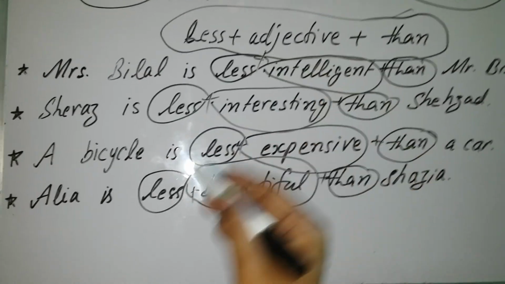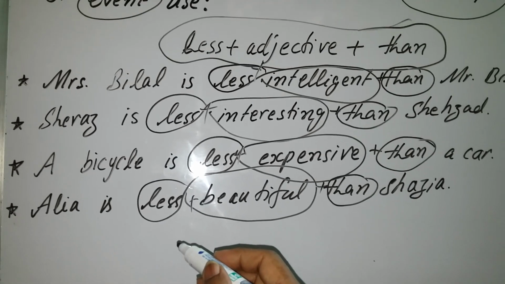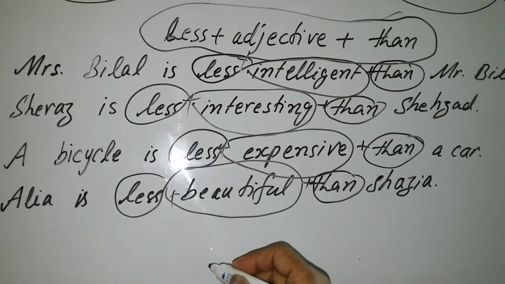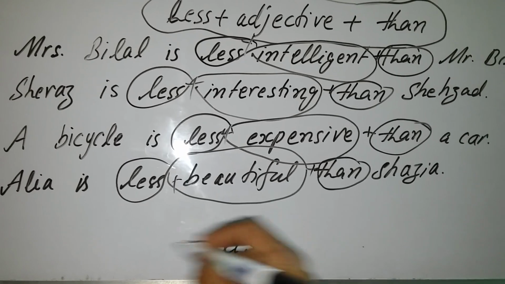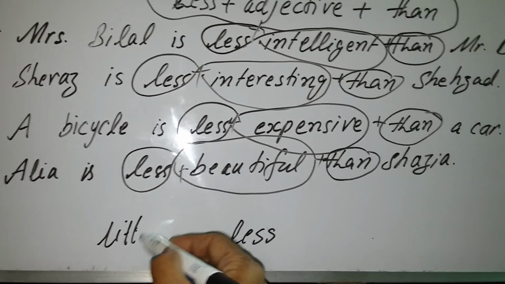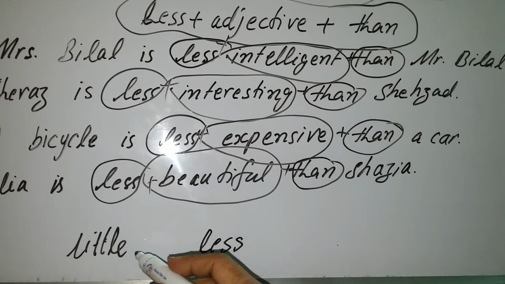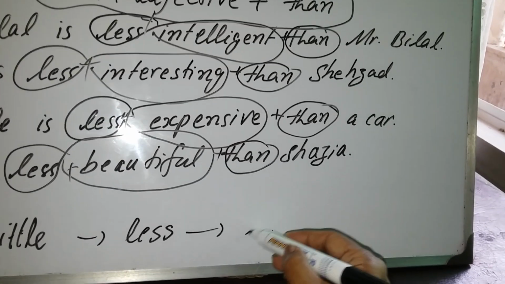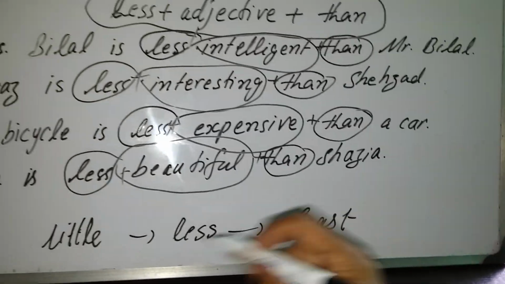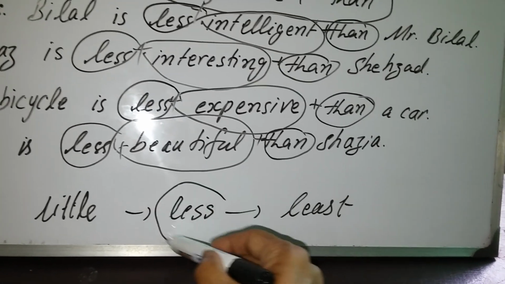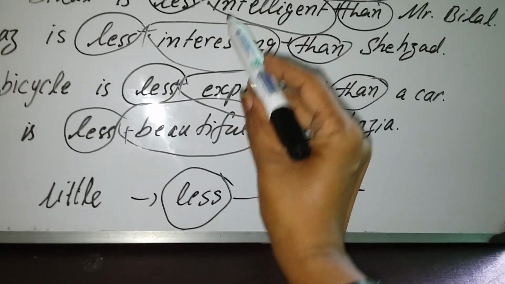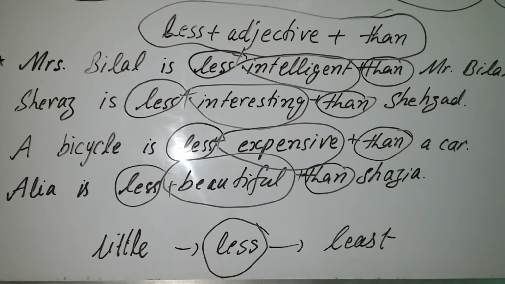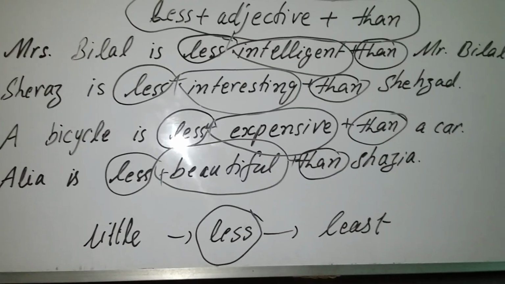And always remember, as I taught you, that more is the second degree of much and many, and the third degree of more is most. Similarly, less is the second degree of little. Little, less, least. So whenever we use less before a simple adjective, it means we have converted it into comparative. Hope it will be clear to you. Now proceed toward the next comparison.